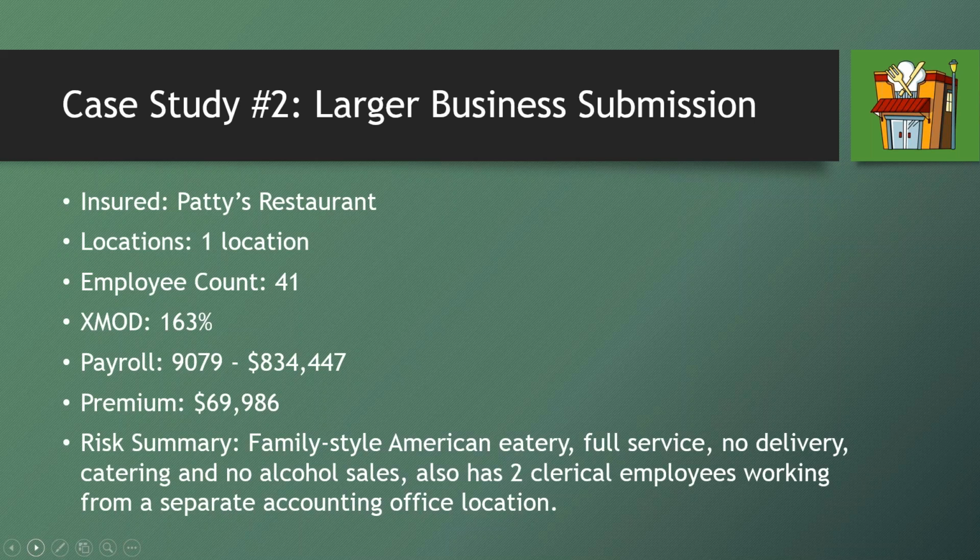So what do we have here? We have a family-style American eatery, full service, no delivery, no catering, no alcohol sales. So this is really okay. You can run across that, and sometimes there are a lot of restaurants that don't serve alcohol. Also, they have two clerical employees working from a separate accounting office location. Okay, so there's always something quirky. You've got to make sure you add both locations on, because if there's a loss with those two clerical employees, you need to have the location added.